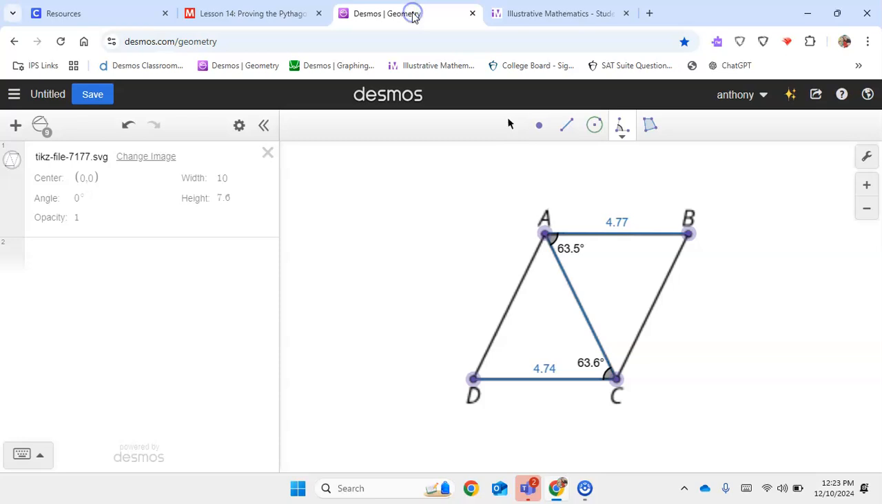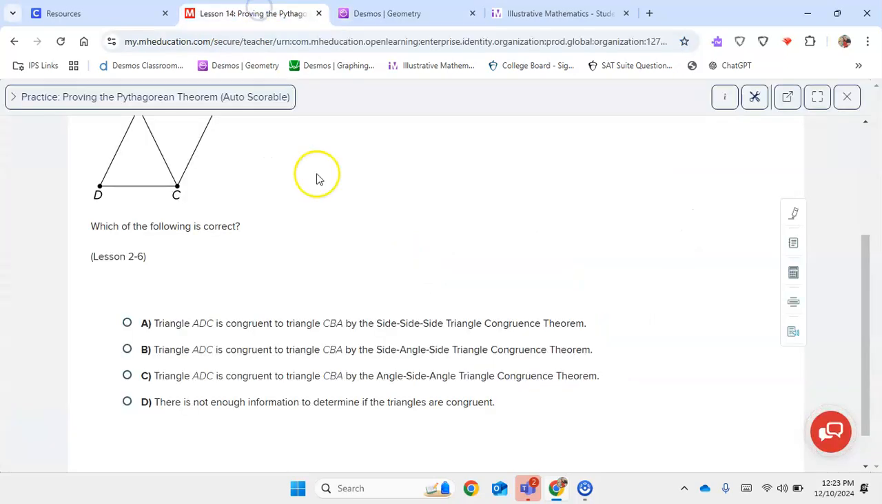We also know that AC is congruent to itself, right? We don't have to measure it once, right? It's on both triangles. So that would be side, angle, side. Side, angle, side. Triangle ADC is congruent to triangle CBA by side, angle, side. Triangle congruence theorem.